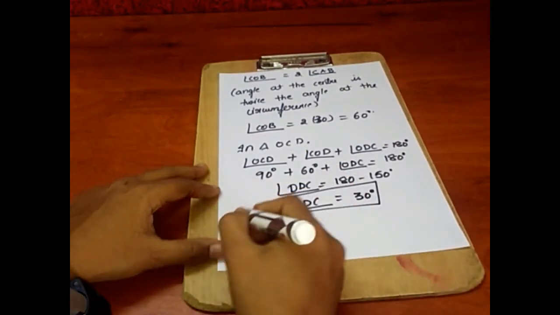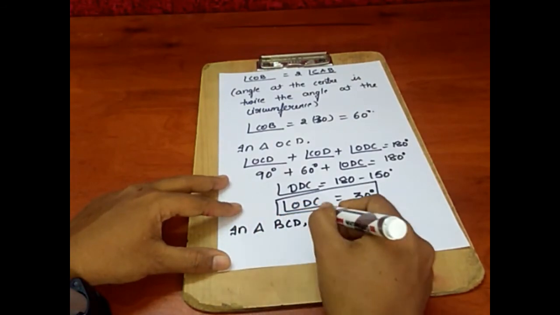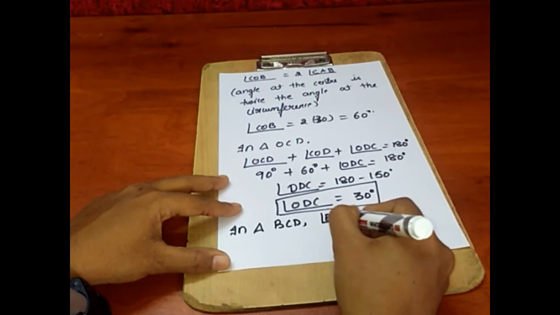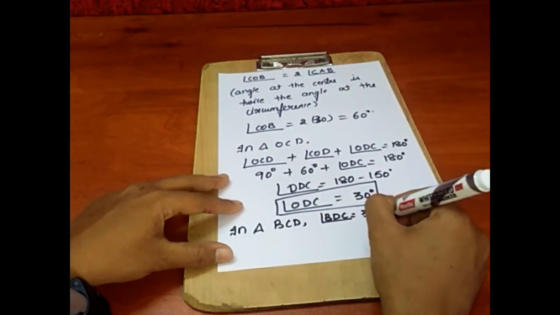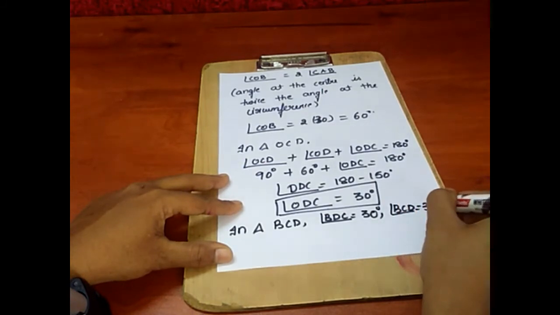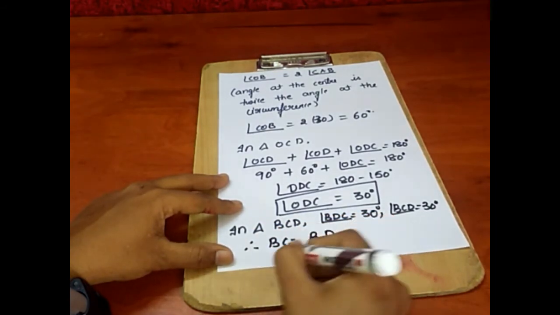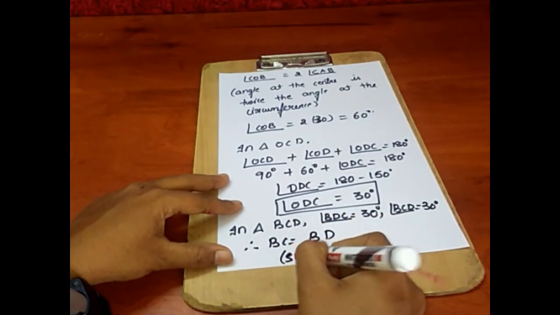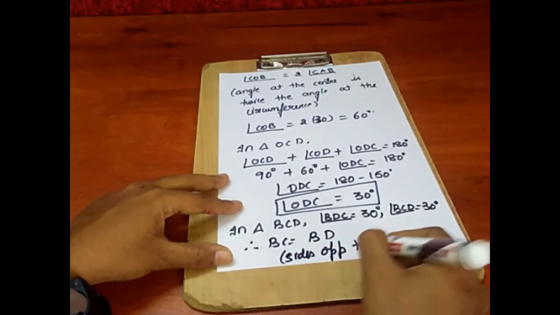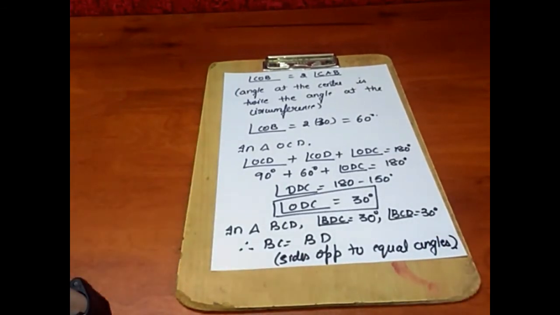Last part. In triangle BCD, angle BDC is equal to 30 degree and angle BCD is equal to 30 degree. Therefore, BC is equal to BD. Reason: sides opposite to equal angles. Hence, proved. This is the solution for question number 5.